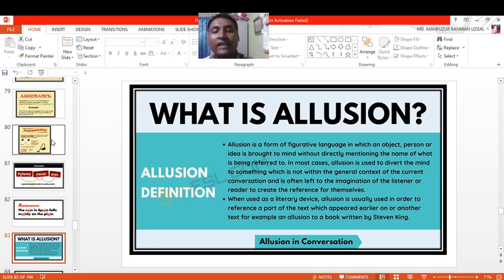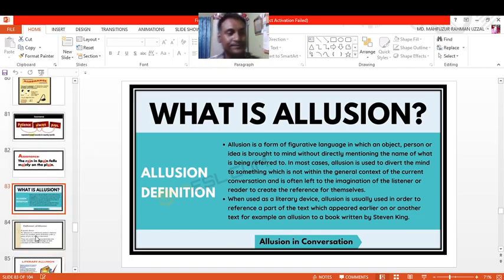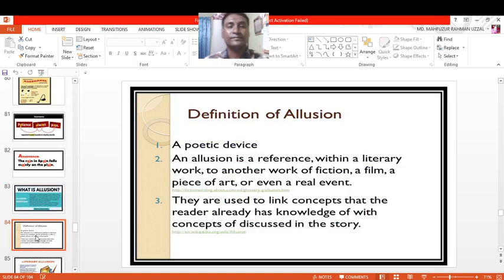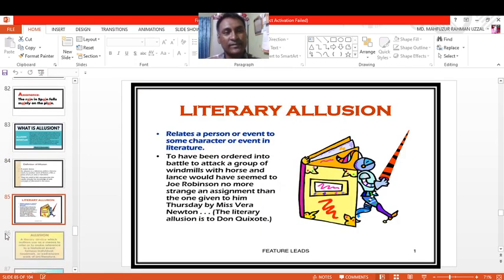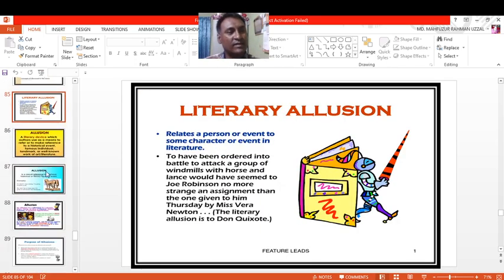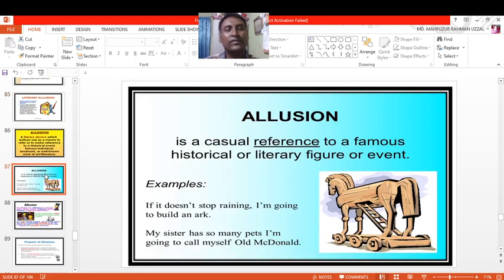For example, an allusion to a book written by Stephen King. Another example: if it doesn't stop raining, I am going to build an ark. So here, ark signifies Noah's ark mentioned in the Bible.